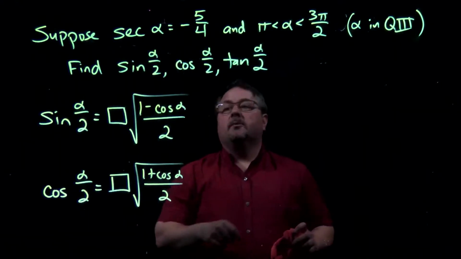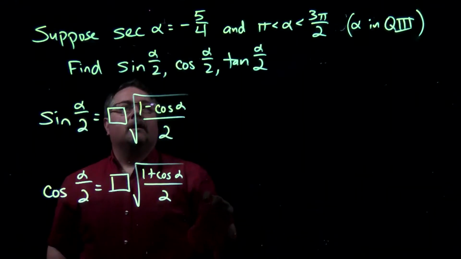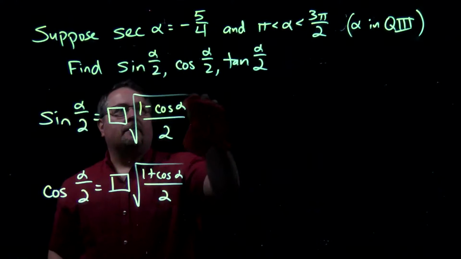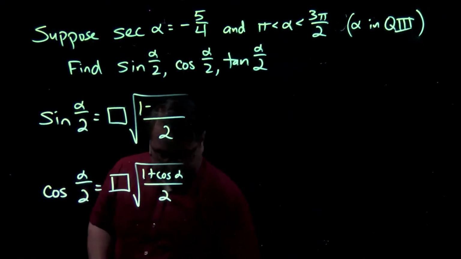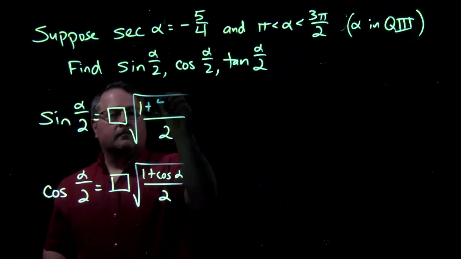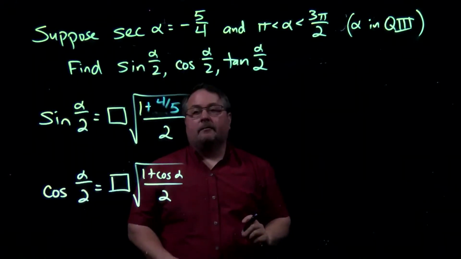Okay, well, the first part is pretty straightforward. What's cosine alpha? Well, it's going to be the reciprocal of secant alpha. So secant alpha is negative 5/4, and therefore cosine is negative 4/5.